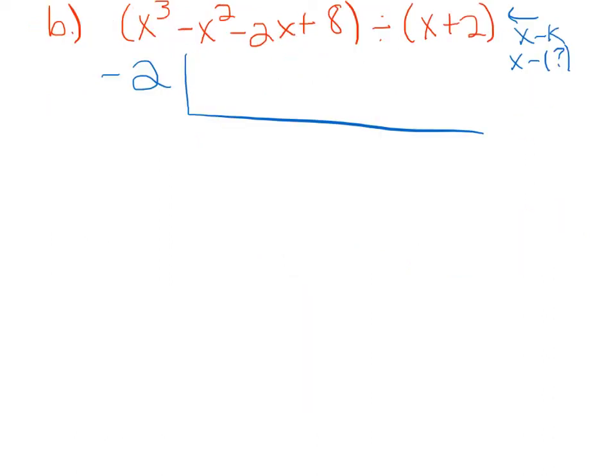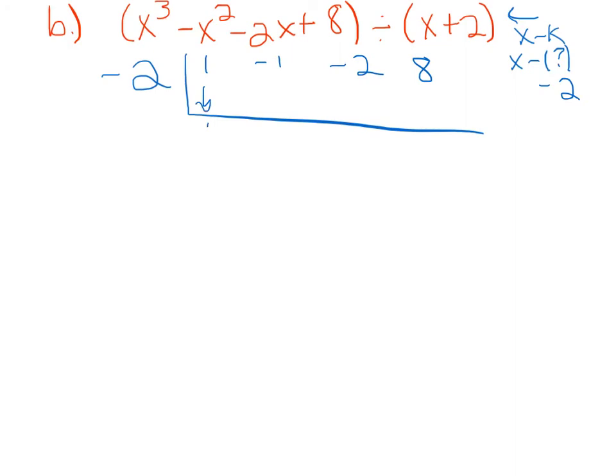All right, for this problem here, we have x minus k being represented by x plus 2. So x minus what would make it into x plus 2? And that's just further realizing that we should have a -2 out in front. If we put our coefficients in here, we've got a 1, we have -1, -2, and 8. We're not missing any terms here.